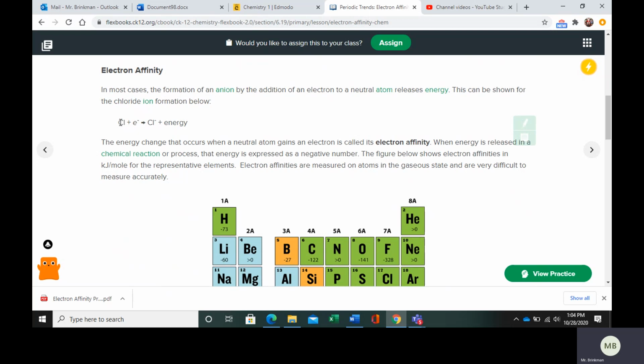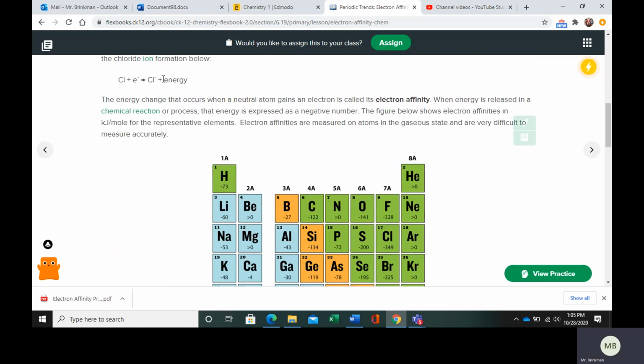because you have the chlorine atom and the electron on the left side. On the right side, you've added the electron to the chlorine atom to make the chloride ion, and we've released some energy. So the energy that occurs when a neutral atom gains an electron is called its electron affinity. So that is the energy that is released when you add an electron to a neutral atom. So when energy is released in a chemical reaction, that energy is expressed as a negative number.